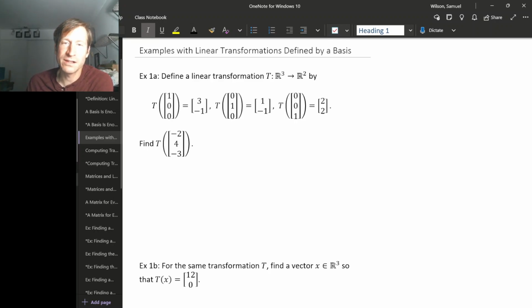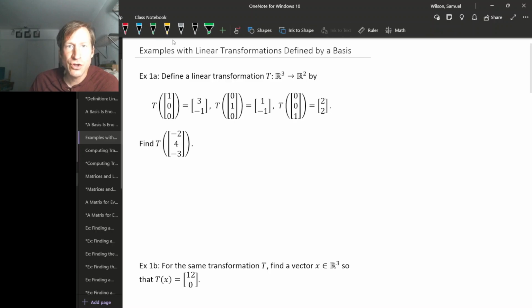Now that we know that defining a linear transformation on a basis is enough information to determine everything about the linear transformation, let's see some examples of how we can use this idea to actually work directly with linear transformations just in terms of bases. So for our first example, let's take this linear transformation T, from R3 to R2, defined by these three inputs and outputs. Since I'm defining this linear transformation just on the standard basis for R3, this does determine a linear transformation on all of R3, as we've seen.